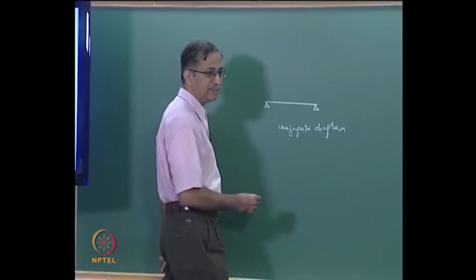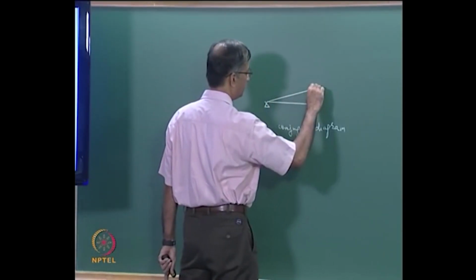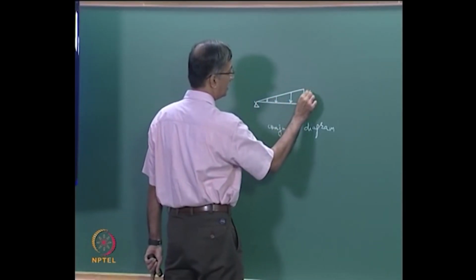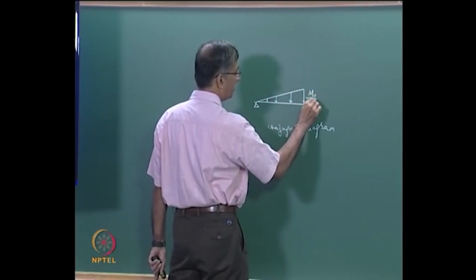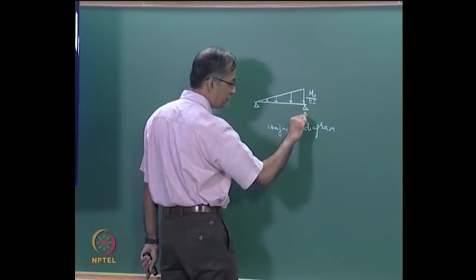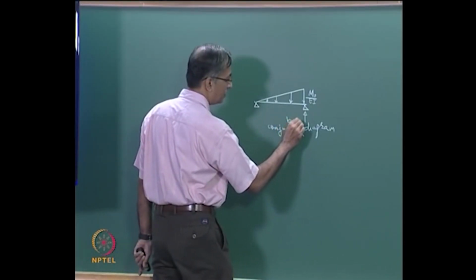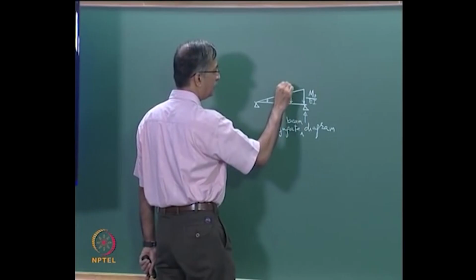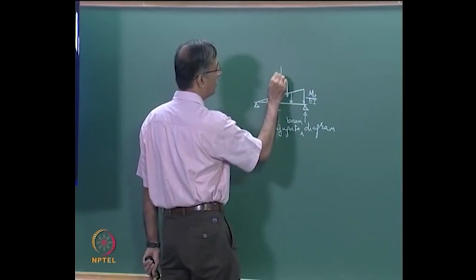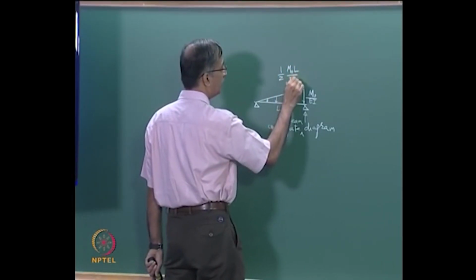So the curvature diagram is m by EI. What will it look like? It is a triangle, right? That is m0 divided by EI. Theta is nothing but the reaction you get on this conjugate beam diagram. So what is the total area? If this is L, half m0 L by EI.